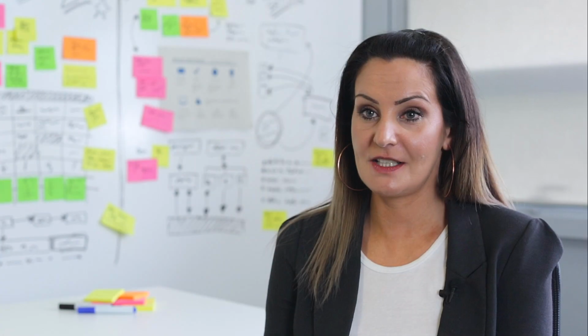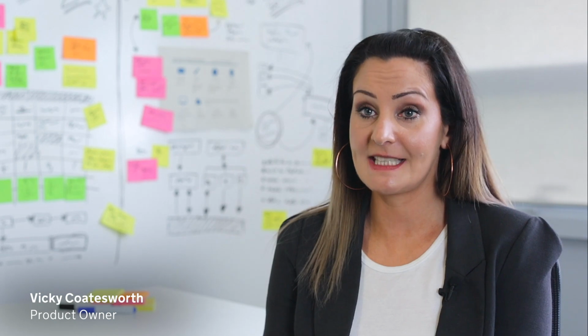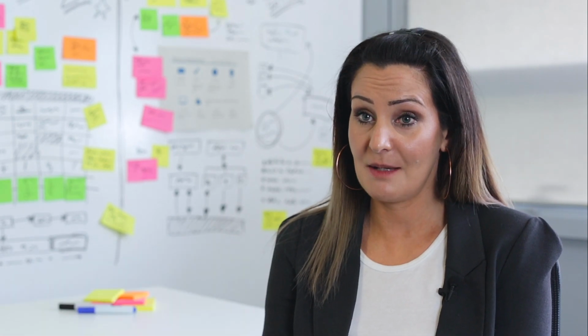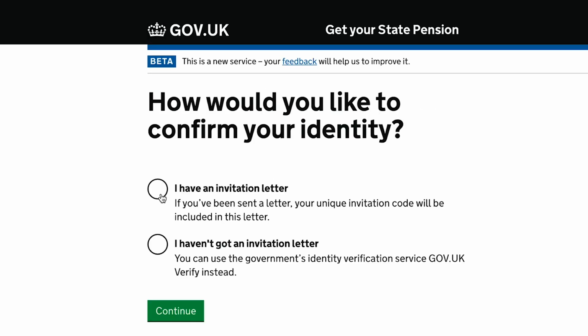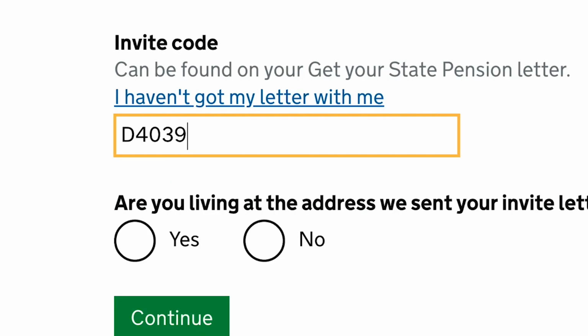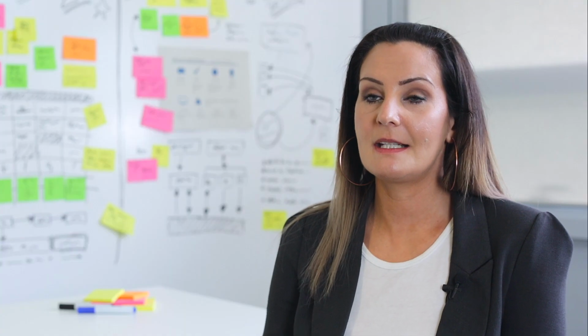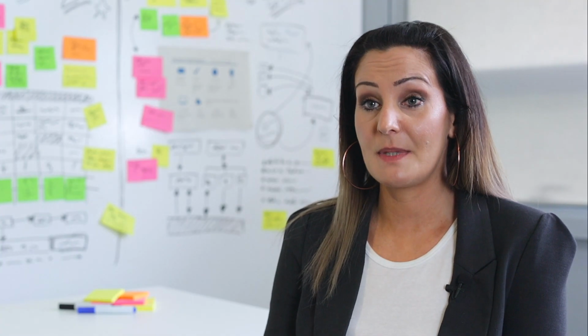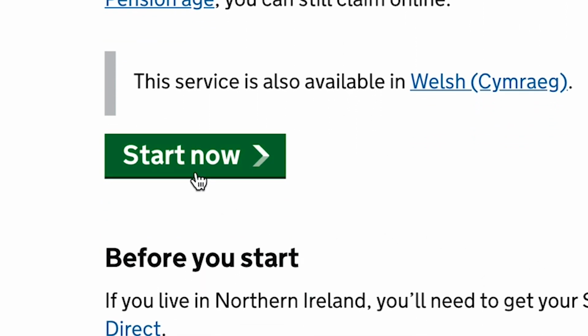The Get Your State Pension service is an online service for anyone approaching state pension age to get their state pension. We currently invite approximately 450,000 citizens to claim their state pension a year, and what that equates to is approximately over 30,000 people a month who potentially are going to come in and use the digital service.